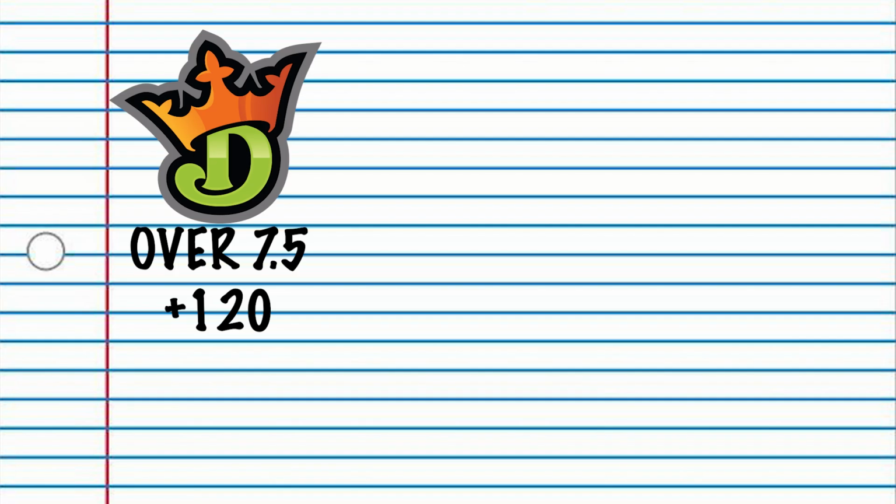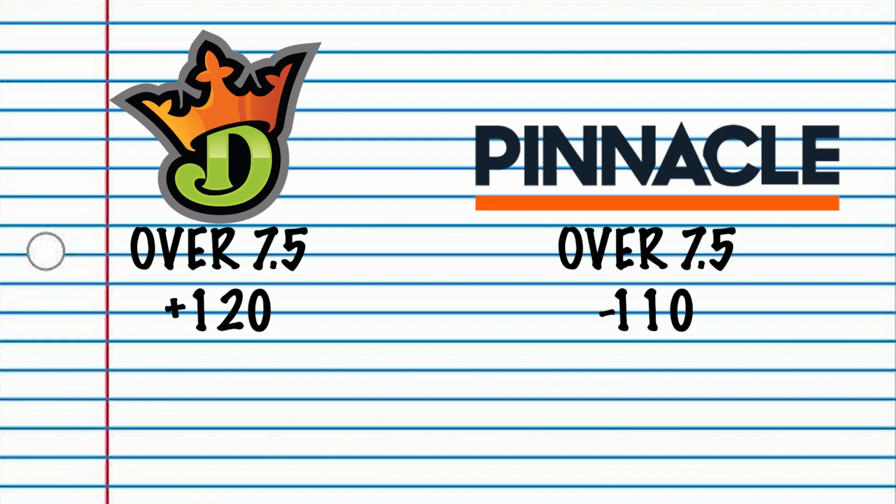There's another book that's offering it. Let's call it Pinnacle. They have the over at minus 110, and they have the under at minus 120, right? This is a situation where you still don't have a profitable arb, so you could go plus 120, minus 120. You're not really making any money.